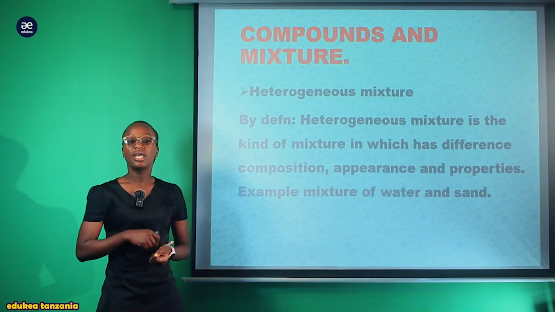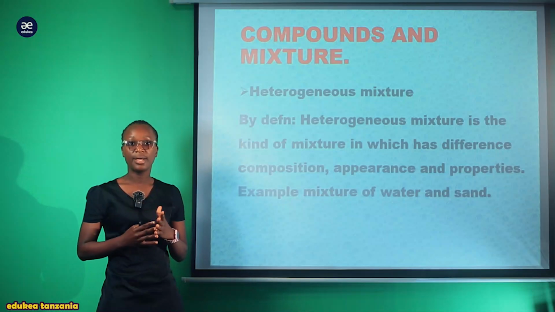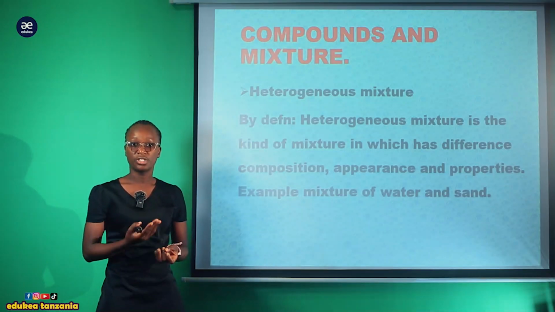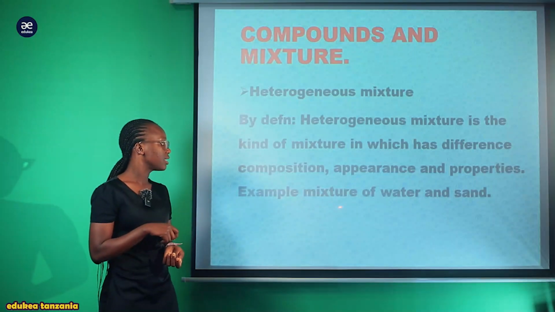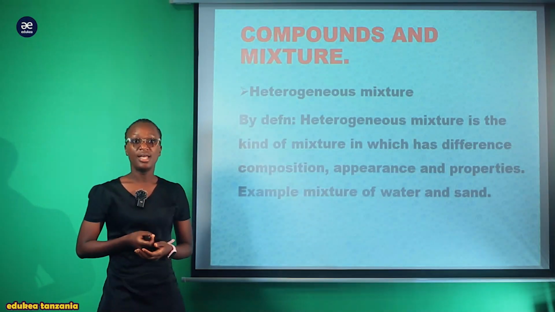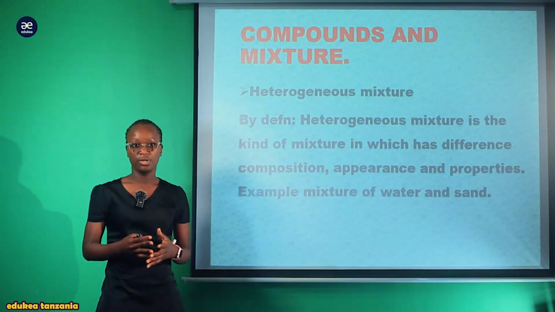There is different appearance, different composition, and their properties also differ from each other. For example, a mixture of water and sand. This one is heterogeneous because they are not uniform. Let us see their properties.